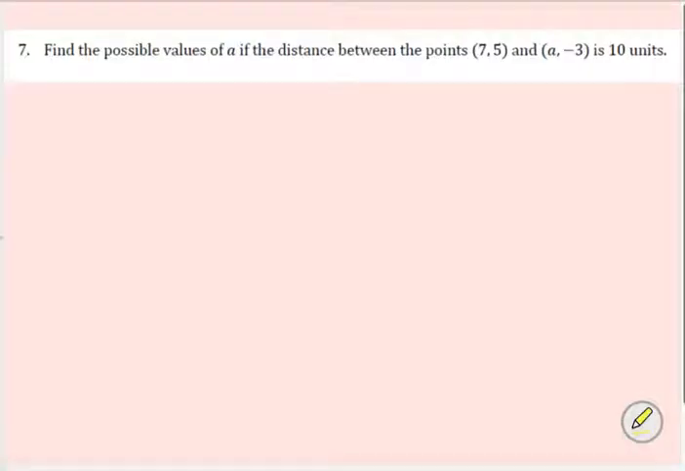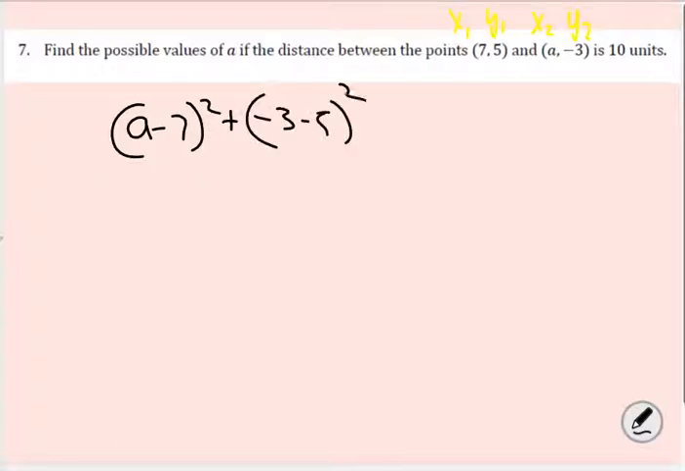Find the possible values of a if the distance between the points (7, 5) and (a, -3) is 10 units. So follow the rules: x1, y1, x2, y2. Sorry, that's in yellow, you can barely read it. So (a minus 7) squared plus (negative 3 minus 5) squared, all that's going to equal 10.